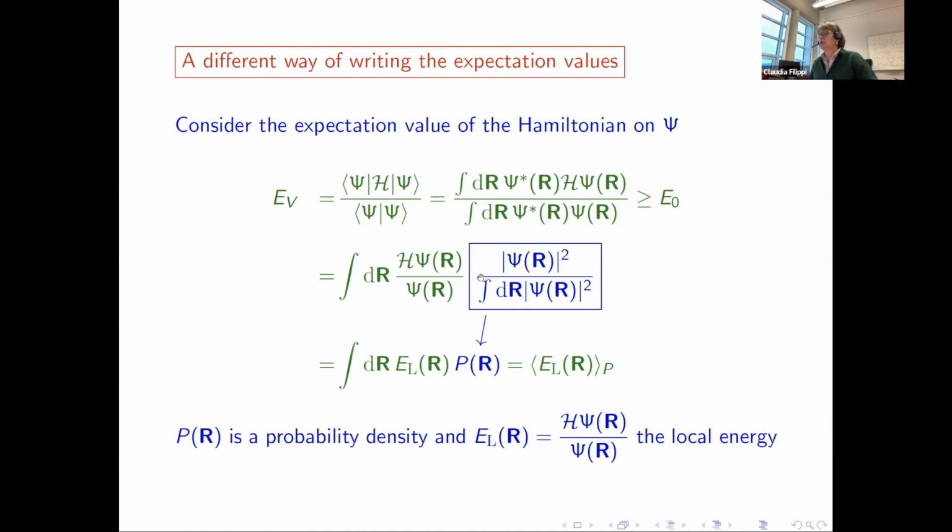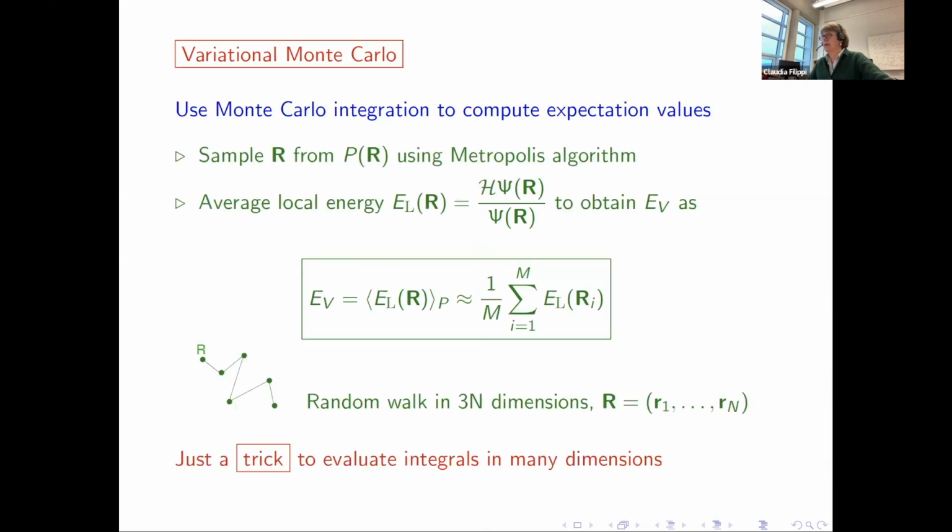This is my P of x, and the integral can be rewritten in terms of this local function E_L of R. We called it before f of x or A of x. So this is the local energy, and we write the integral as an average of the local energy over the samples drawn, distributed according to P. So the idea is that you sample 3n-dimensional configurations from P, using the Metropolis algorithm, which we will get to in a moment, and then average the local energy over the configurations, and that gives us an estimate of the energy.